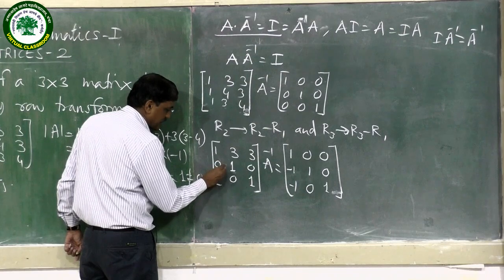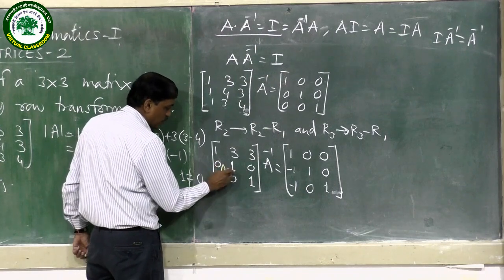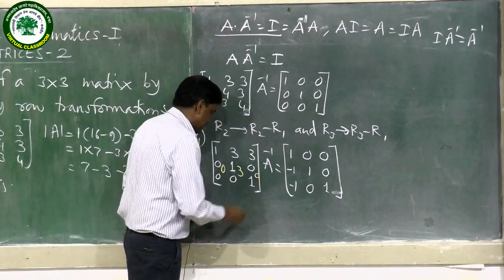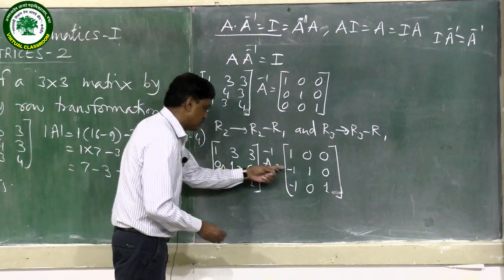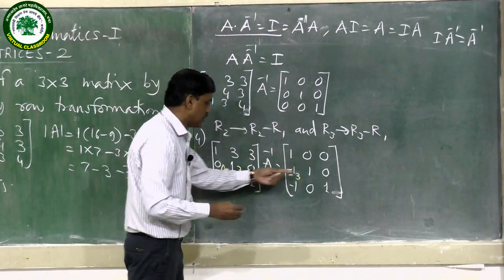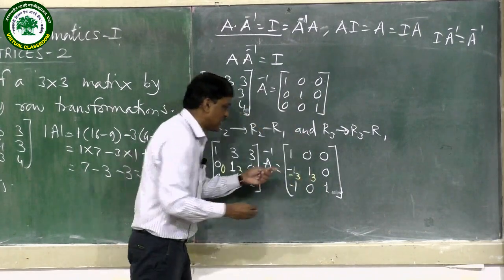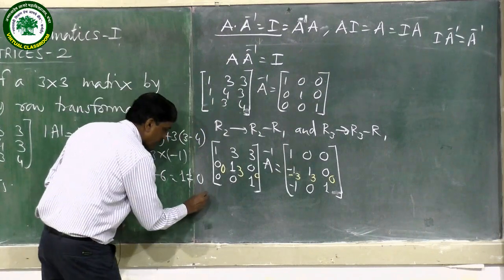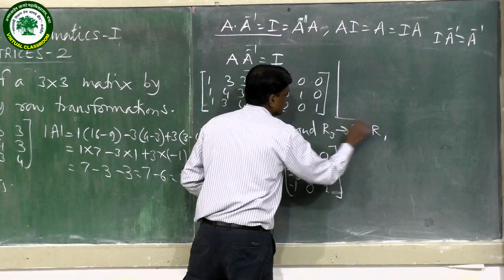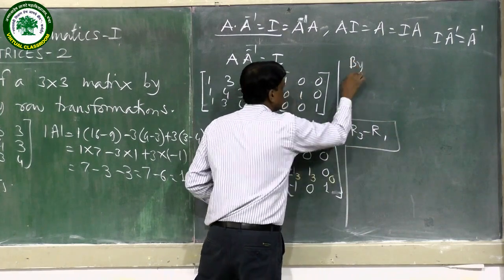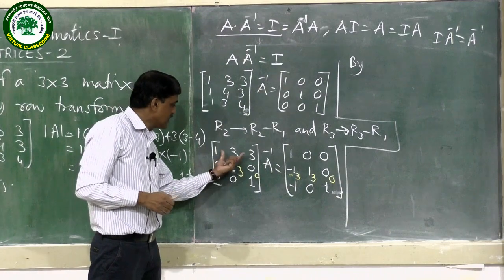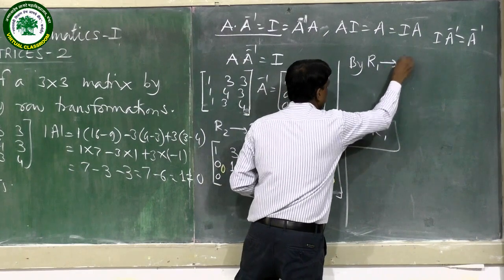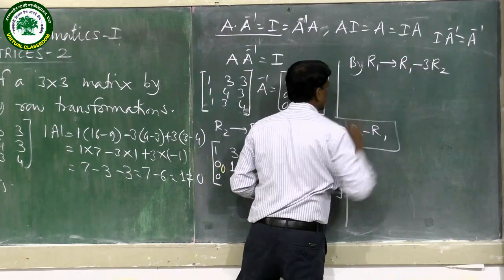Zero into 3, it is 0. 1 into 3, it is 3. 0 into 3, it is 0. Same here: 3 into minus 1, minus 3. 3 into 1, it is 3. 3 into 0, it is 0. So what is our transformation? R1 changes to R1 minus 3 R2.